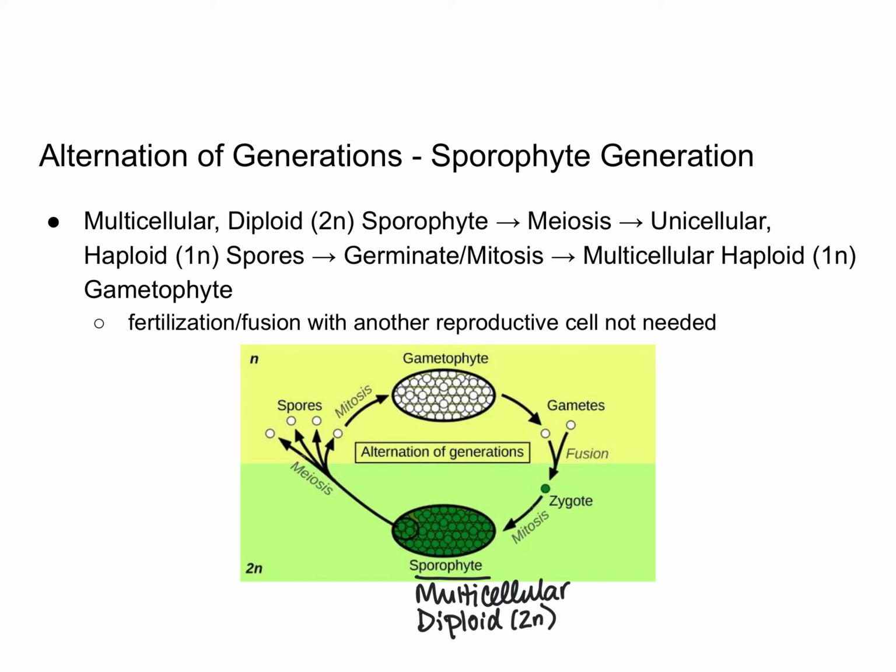Now, the sporophyte can undergo meiosis, which is shown right here. And meiosis produces these spores, and these spores are unicellular. And remember, with meiosis, we are going to take diploid and convert it to haploid. So these spores are unicellular, and they are also haploid.